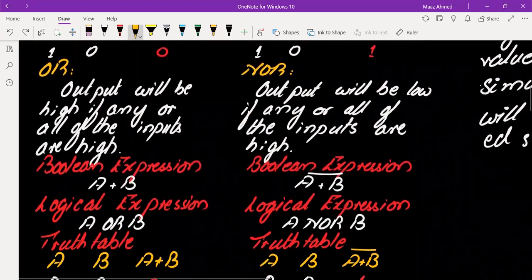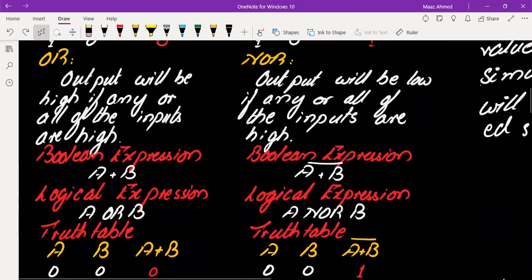Clear till here, guys? यहाँ तक क्या समझ में आ गई है? Yes, sir. Yes.